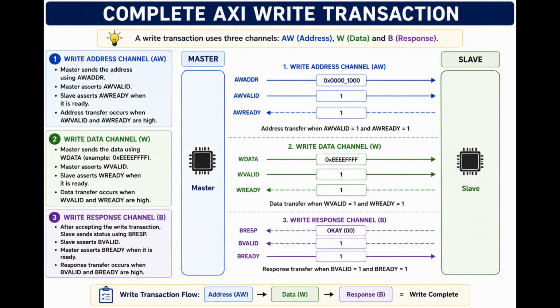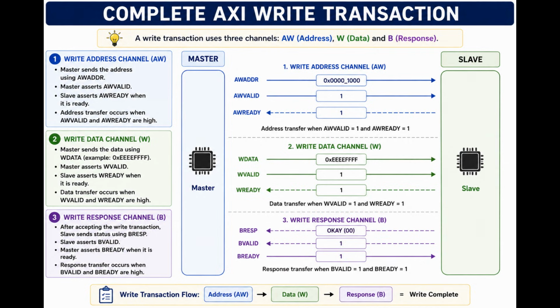Next comes the write data channel. The master sends the actual data using the WDATA signal. For example, let's say the data is 4E followed by 4F. The master asserts WVALID to indicate that the data is valid. When the slave is ready to accept the data, it asserts WREADY. The data transfer takes place when both WVALID and WREADY are high.